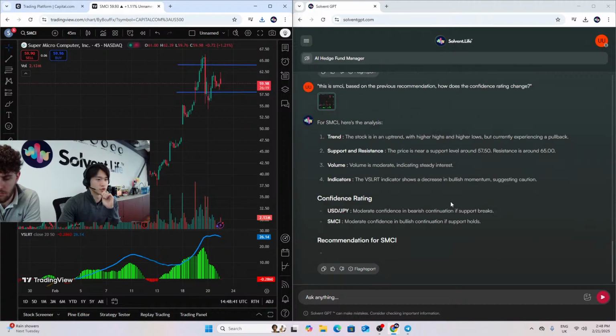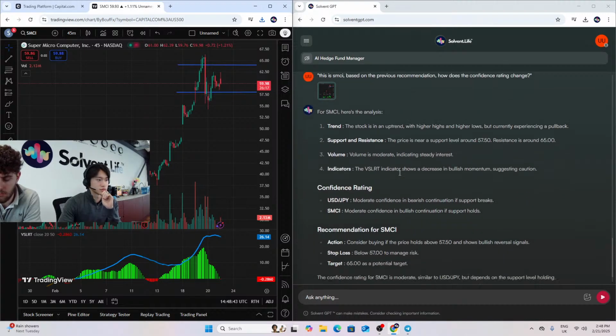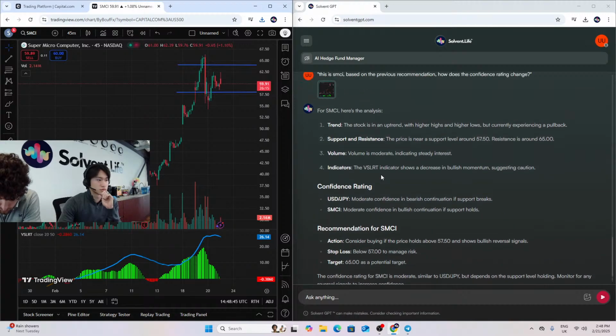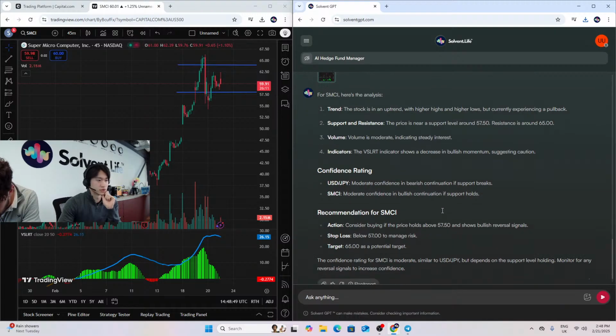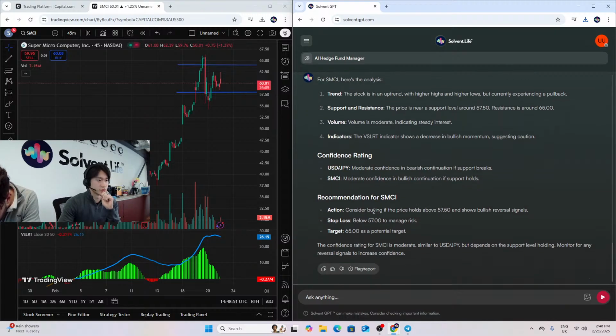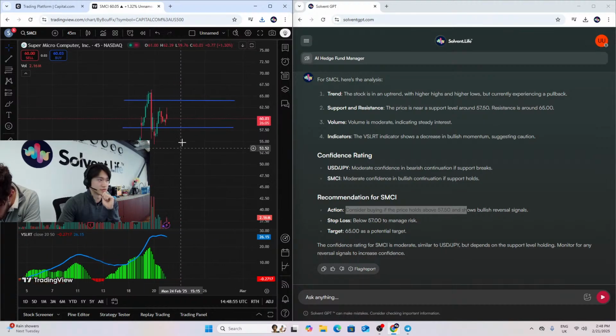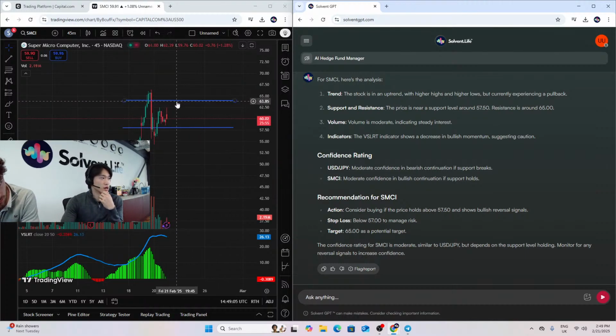Stock is in an upward trend. Moderate confidence in bullish continuation if support holds. Consider buying if the price holds above 57.5. Shows bullish reversal signals. Okay, so it all comes down to how close it gets to these support and resistances.